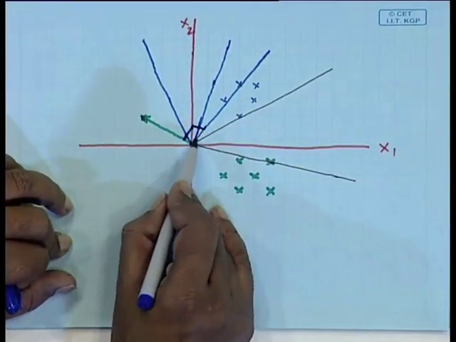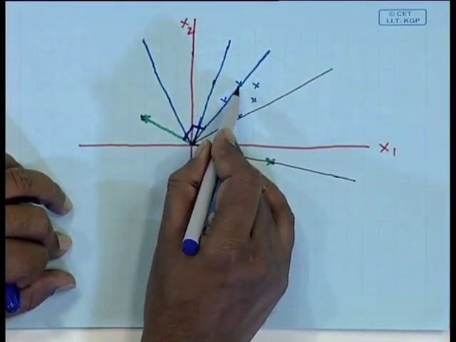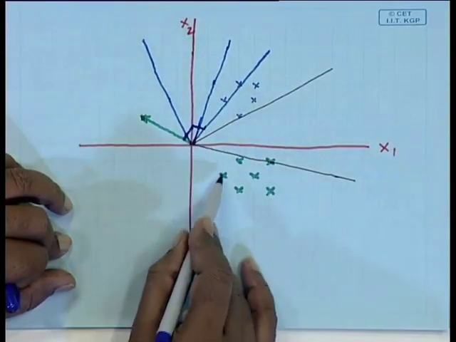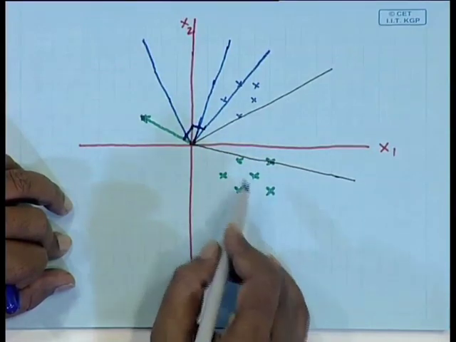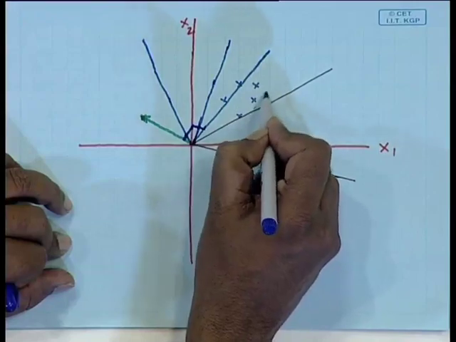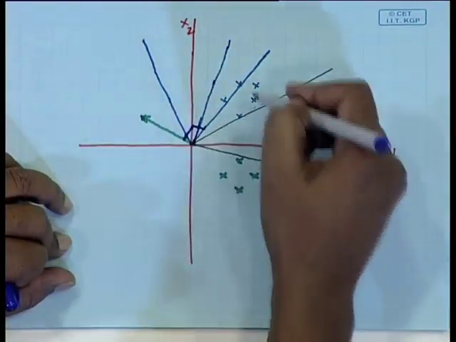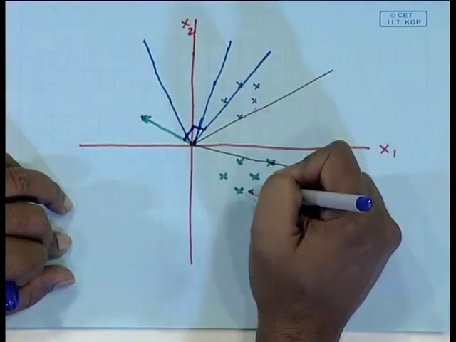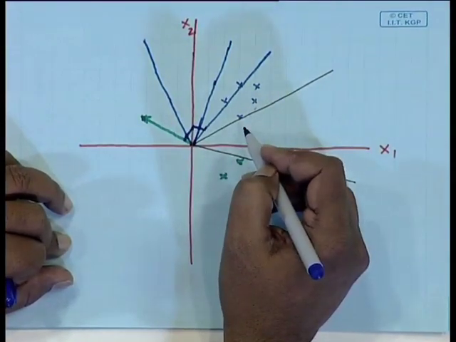Now, find that when this is my decision surface, it properly classifies this sample as well as this sample. It also properly classifies all the samples which are in class omega 2, but this decision surface misclassifies these three samples. These three samples actually belong to class omega 1, but this weight vector classifies them to class omega 2. So, these are the three samples which are misclassified.